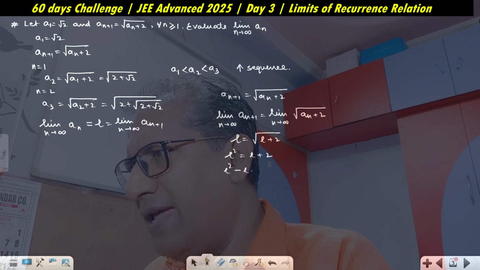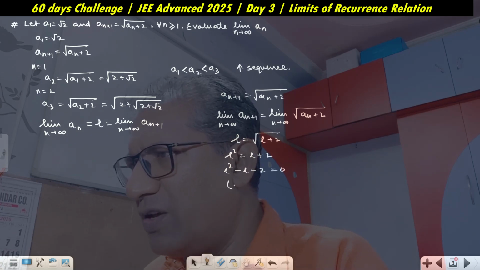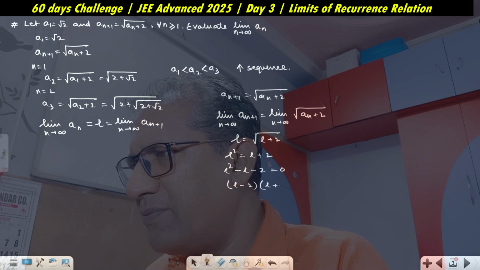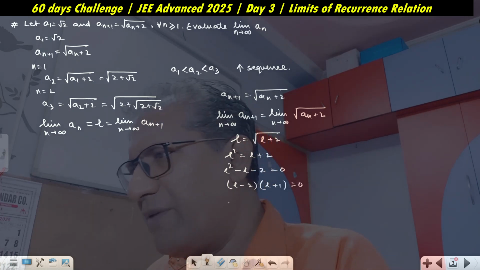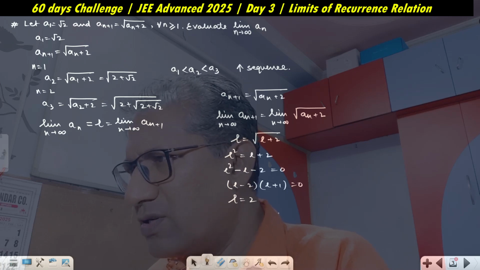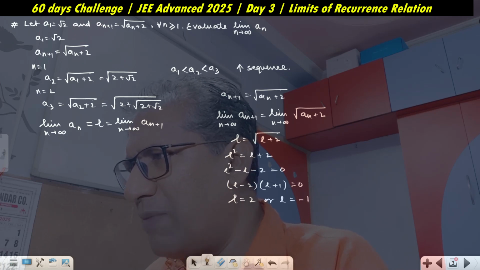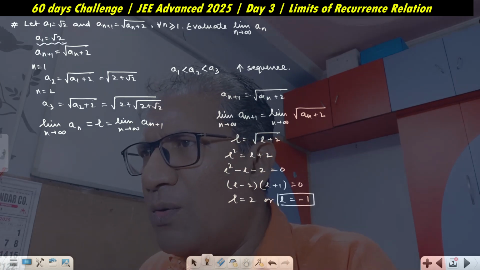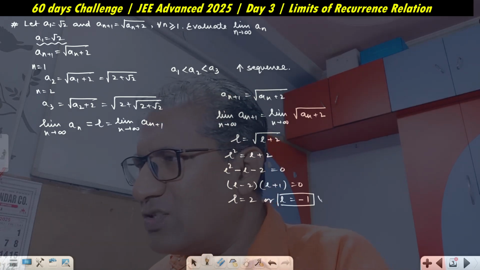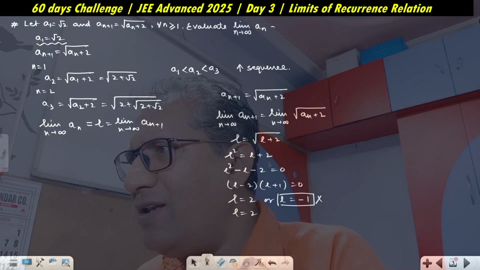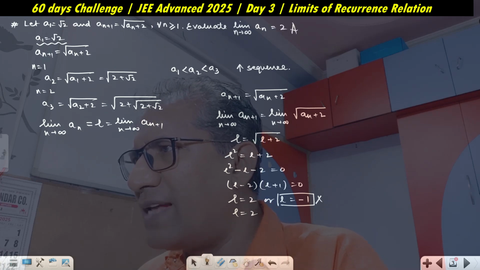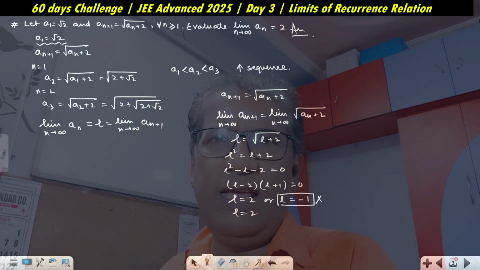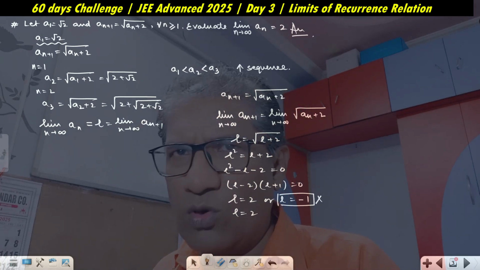So it's coming like L square minus L minus 2 is 0. If we factorize, from here we get L as 2 or L as minus 1. But L cannot be minus 1 because it is falling below the lower boundary. So this is rejected. Therefore, our L is 2. That is, the value of this limit is 2, and that's your answer. Is this clear to everyone? Absolutely. No doubt about it.